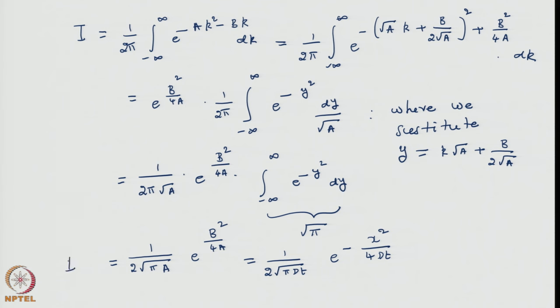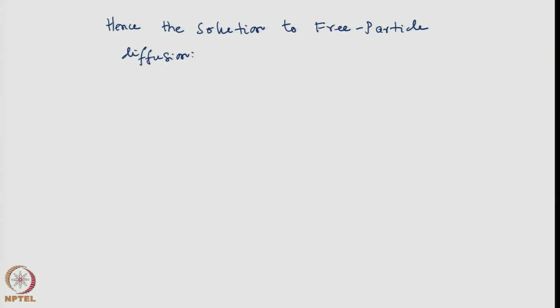This is about the I integral, and the I integral is the same as W, hence the solution to free particle diffusion is W x t equal to 1 by root 4 pi d t, e to the power minus x square by 4 dt.